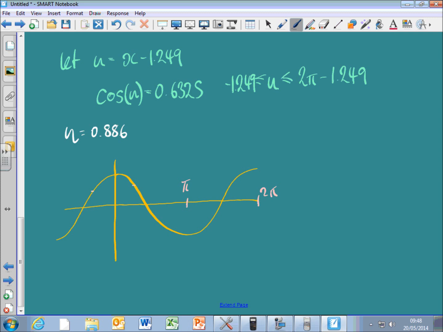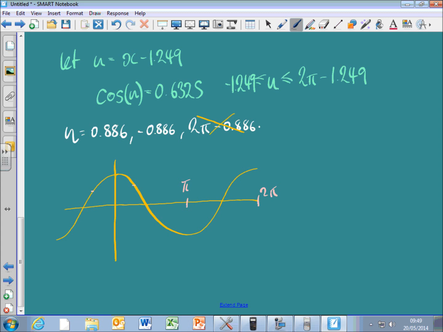So I'm also going to get a value of negative 0.886, and the next time I'll have a value that satisfies the equation will be 2 pi minus 0.886, but we're only looking for values of u between 2 pi minus 1.249, so I don't have to use this one here. I just get those two values there.